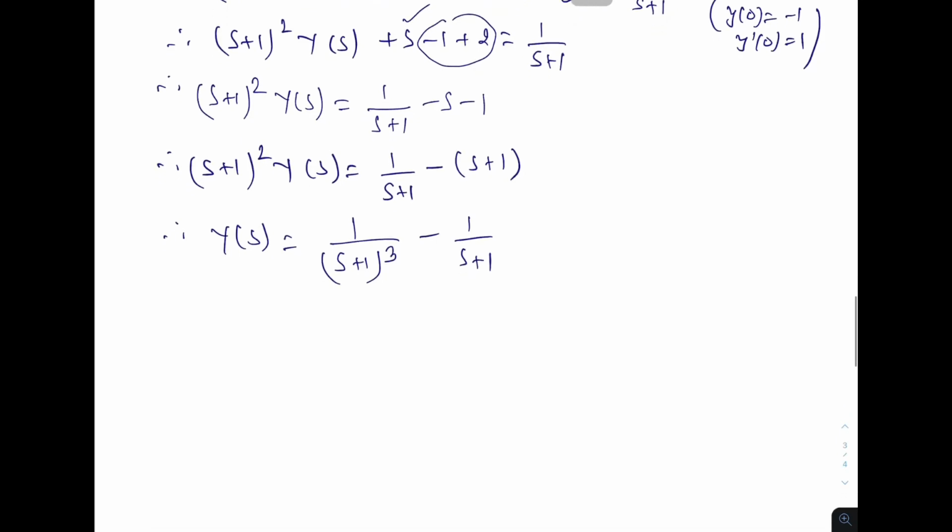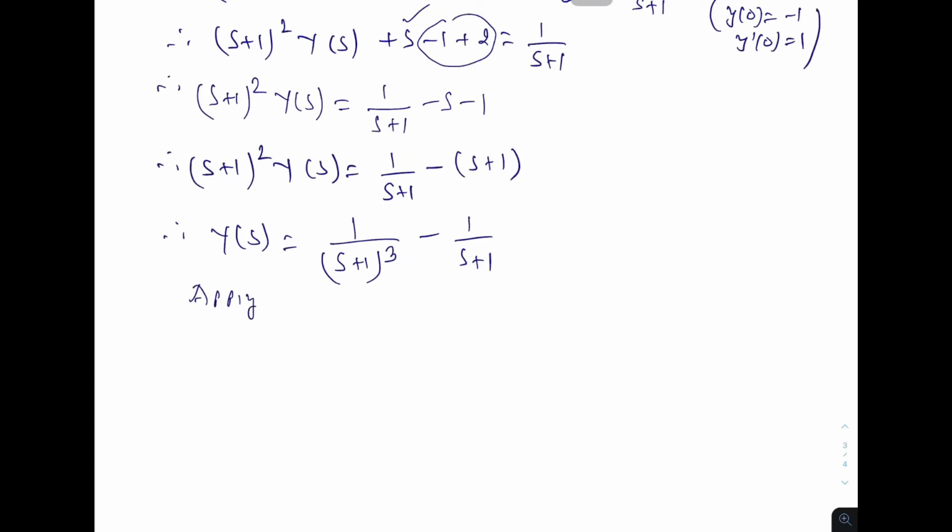Okay. Now, this is the next step, that is, solve for Y(s). So we have solved for Y(s). Now we need to take the inverse Laplace transform on both sides.